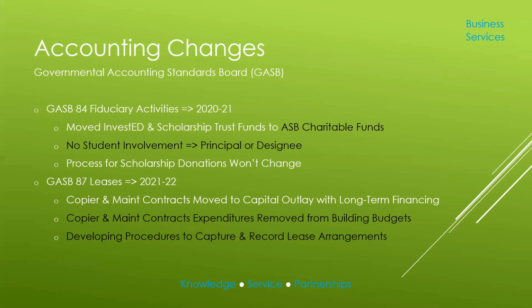So the copier maintenance contract expenditures were removed from the building budgets. Those are now administrative costs and codes are done centrally. However, the copier overage is still in the building budgets. We are still developing procedures to capture and record all of the lease arrangements.